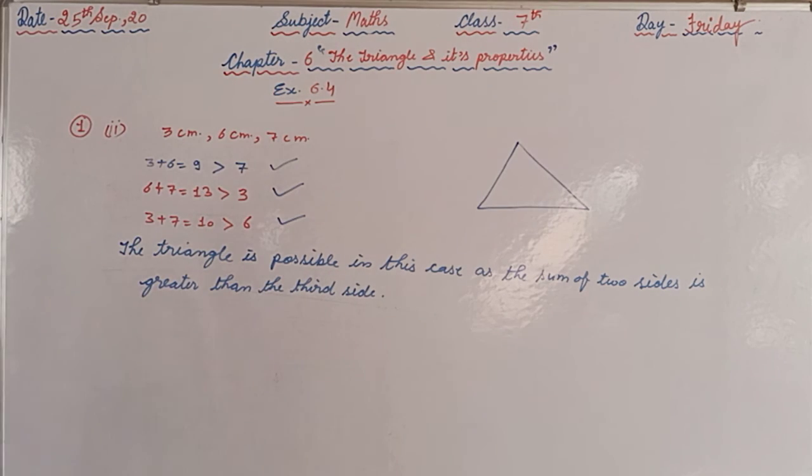So like this we can check whether the triangle is possible with the measurement of the given sides. If sum of the two sides is greater than the third one, then the triangle is possible. If the sum of two sides is not greater than the third one, then a triangle will not be possible. So in the third part you are supposed to check by yourself.